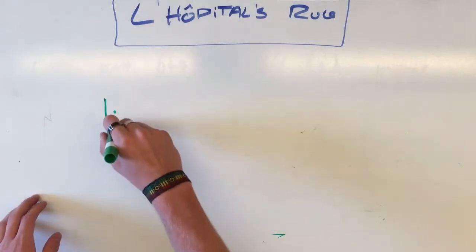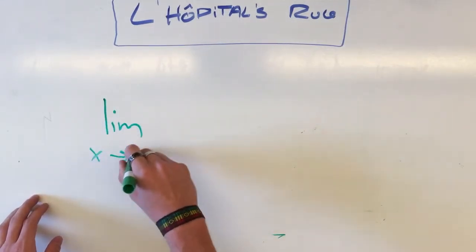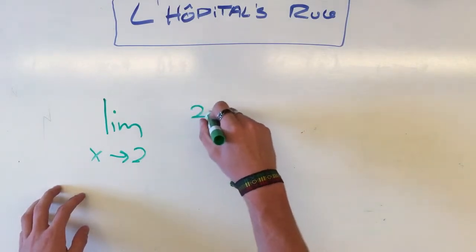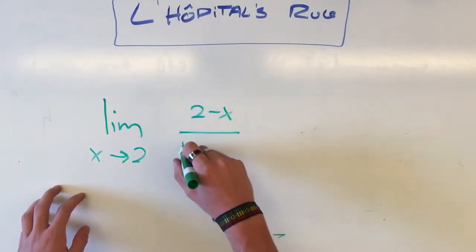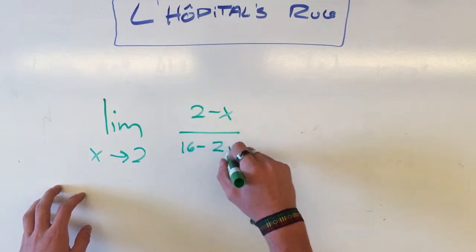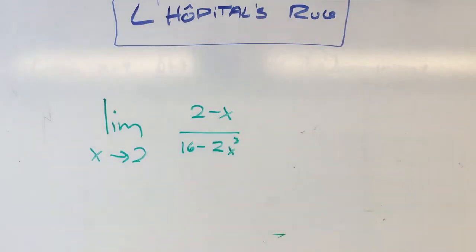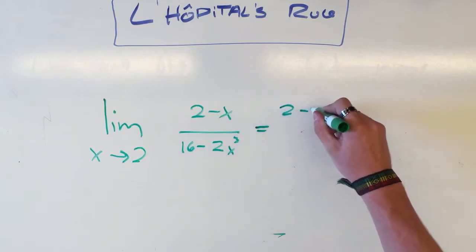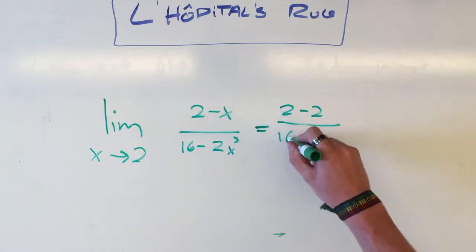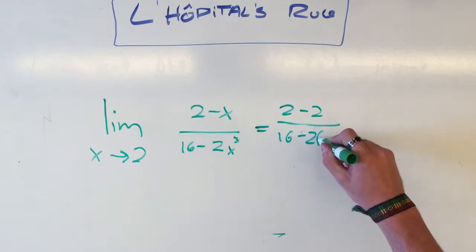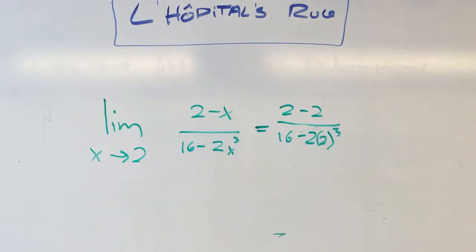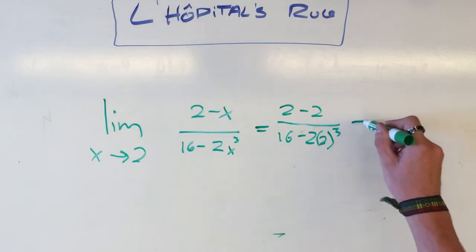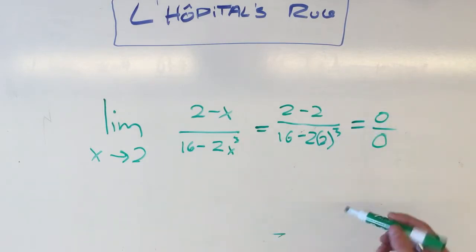We're going to do the limit as x approaches 2 of 2 minus x over 16 minus 2x cubed. Now typically how you start a limit problem is you try to plug in the number that you're going towards and see what happens. So this is going to equal 2 minus 2 over 16 minus 2 times 2 to the power of 3. If you solve that out, that's going to equal 0 over 0. This is undefined, therefore we have to use L'Hopital's rule.